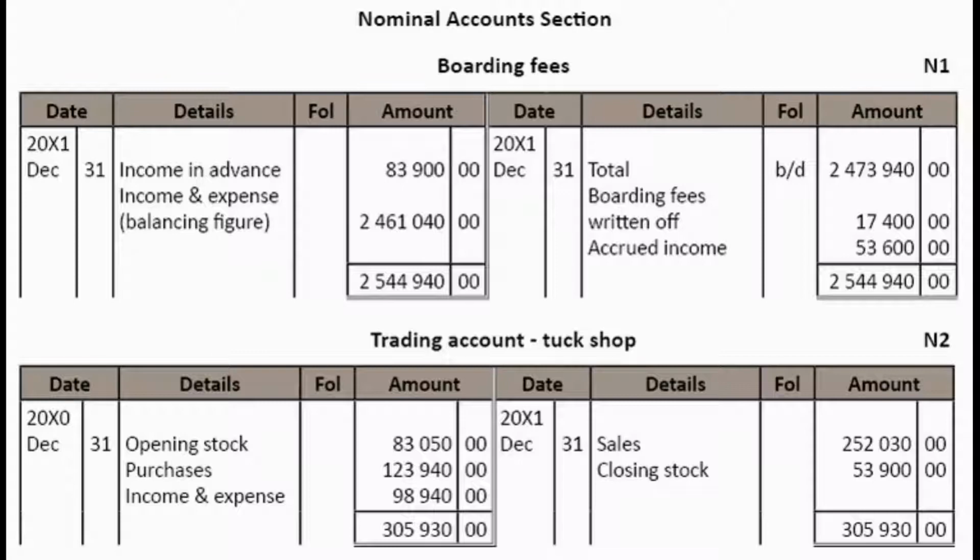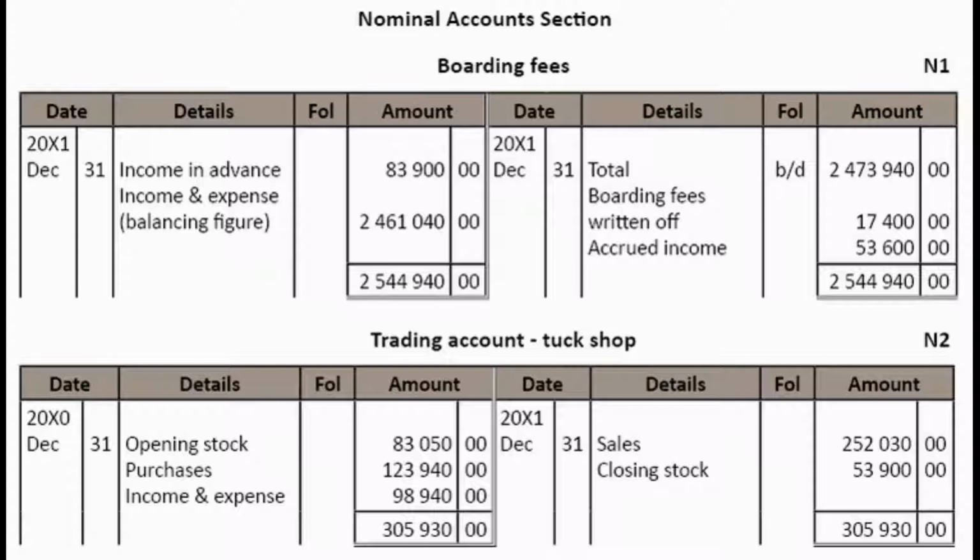Paid in advance for the next year was 83,900. So it's income received in advance, that's now for the next year. That is 83,900, and you're also going to open yourself a T account, income received in advance. Then outstanding boarding fees has to be written off. You're going to credit your boarding fees with the fees written off, 17,400, and you're going to open your T account, boarding fees written off.